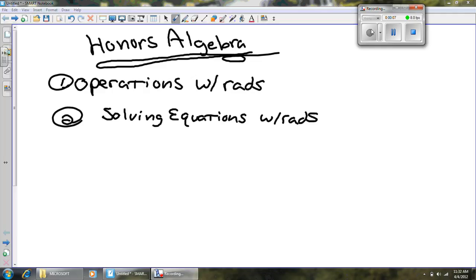This one will deal with two things. One, operations with rads, and two, solving equations with rads. Let's start off with operations with rads.